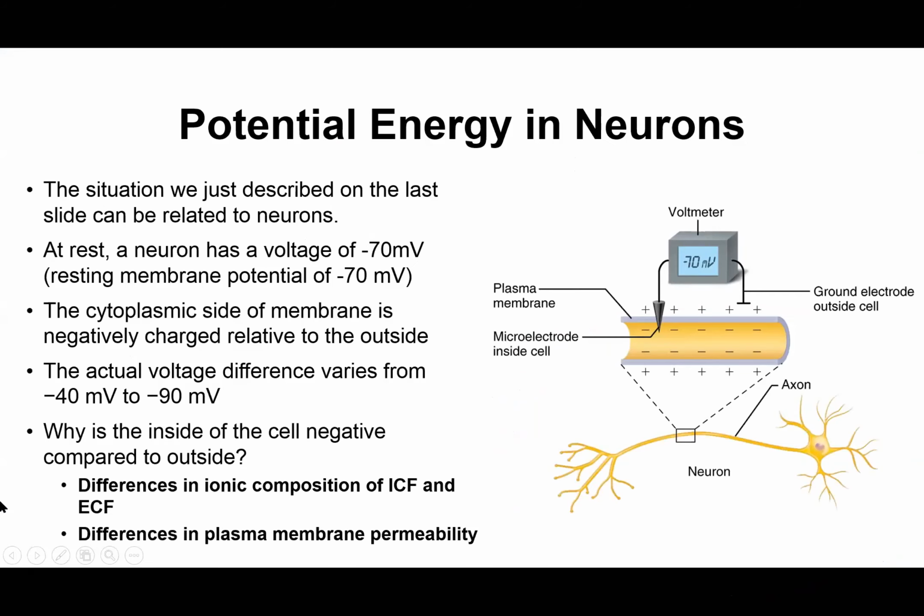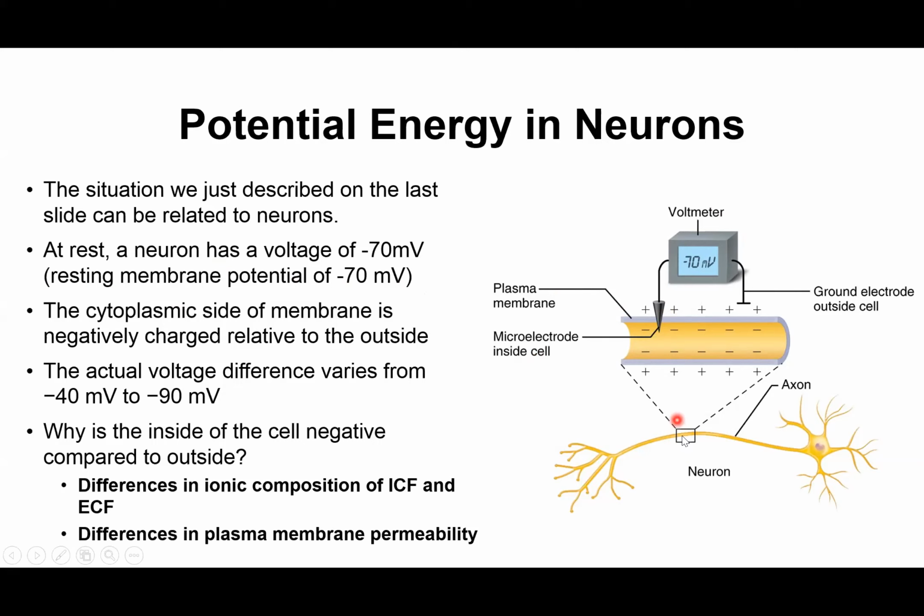Okay, so now that we have a general understanding of voltage and potential energy, let's take that information and apply it to neurons, because we are talking about nervous tissue here, right? So the situation that we just described on the last few slides can be related to neurons. At rest, a neuron has a voltage of negative 70 millivolts. Okay, so a resting membrane potential of minus 70. All right, so this is really similar to the situation that I just created in that little animation on the last couple of slides.